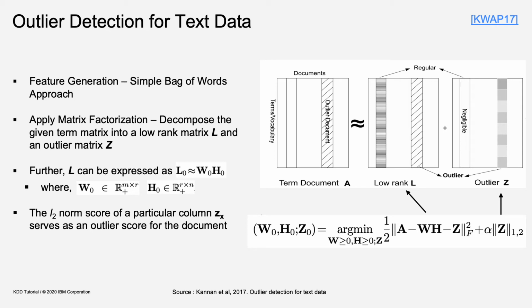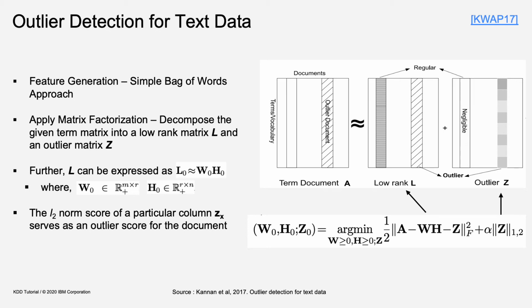The term matrix A is decomposed into a low rank matrix L and an outlier matrix Z. The low rank matrix L is represented as a product of two matrices W and H. Intuitively, this corresponds to the case that every document A of i is represented as the linear combination of the R topics. In cases where this is not true, the document is an outlier, and those unrepresentable sections of the matrix are captured by the non-zero entries in the outlier matrix Z.